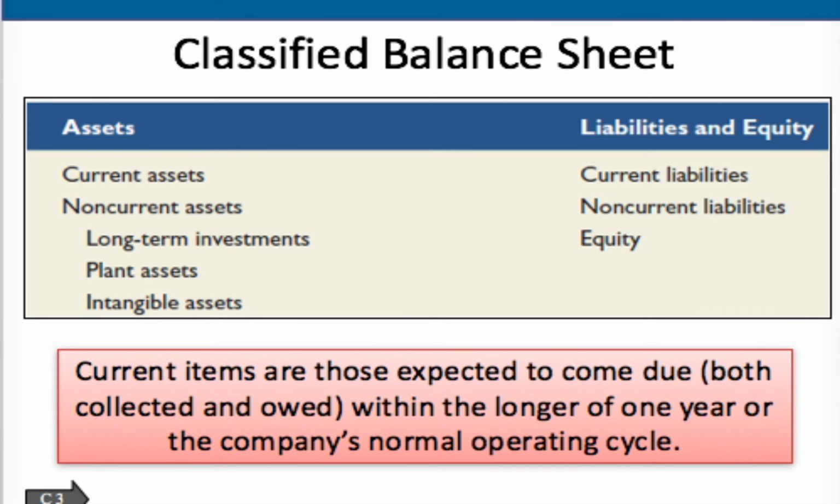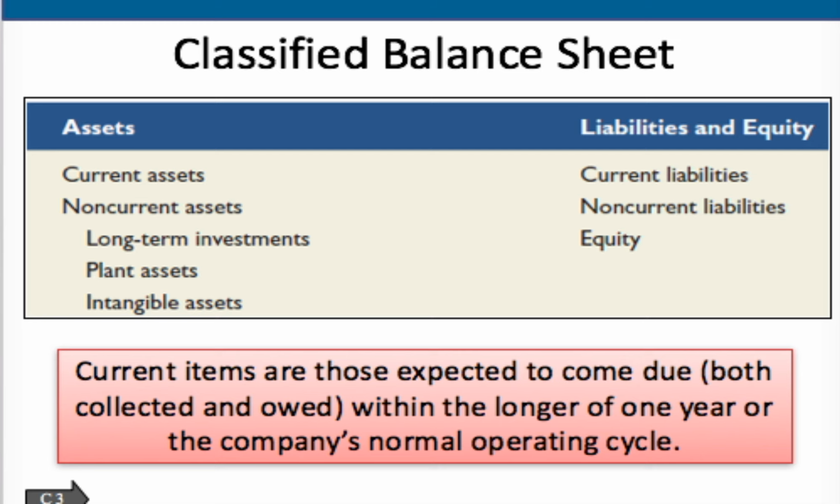A classified balance sheet organizes assets and liabilities into important subgroups that provide some more information to decision makers. A classified balance sheet is the most popular format used by business. On the asset side of the balance sheet, we group assets as either current or non-current. A current asset is one that is expected to be converted into cash within the next year or within a company's normal operating cycle, whichever is longer.